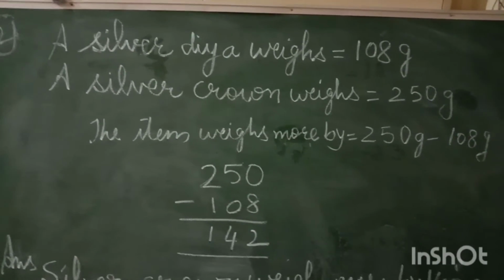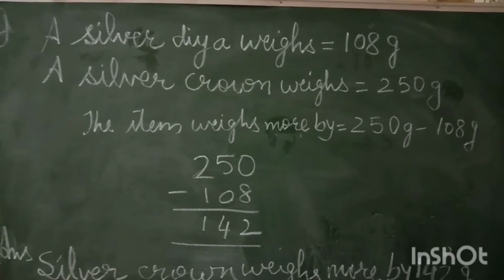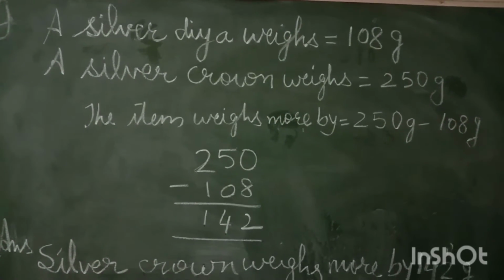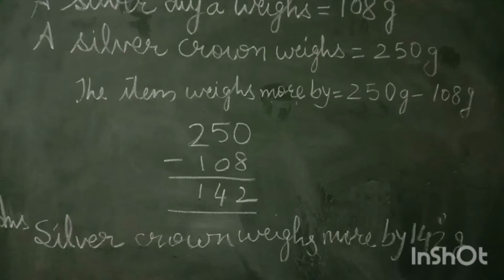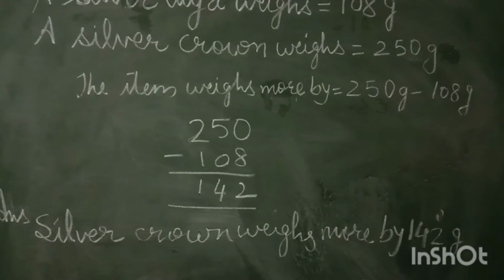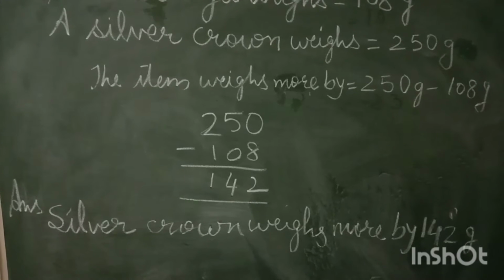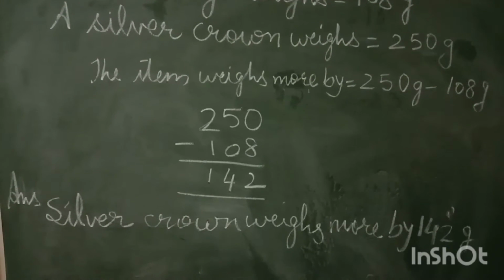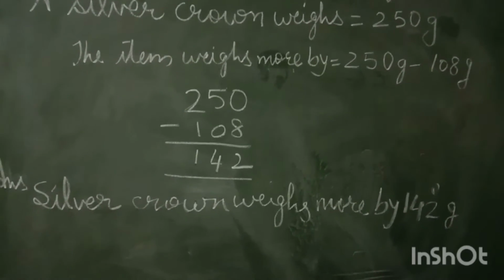A silver diya weighs 100 gram. A silver crown weighs 250 gram. As you know, 250 is greater than 108, so you come to know that the silver crown weighs more. But by how much? For that you have to go for subtraction. Here 0 minus 8 is not possible, so we take tens from the 5. 10 minus 8 is 2, 4 minus 0 is 4, and in this way you get the answer 142. So the answer is the silver crown weighs more by 142 gram.